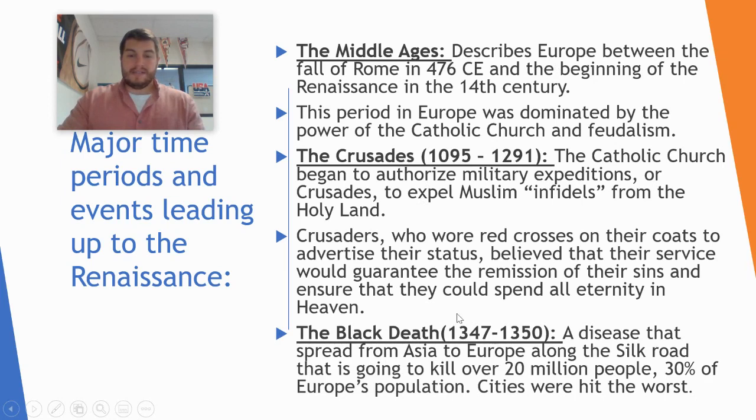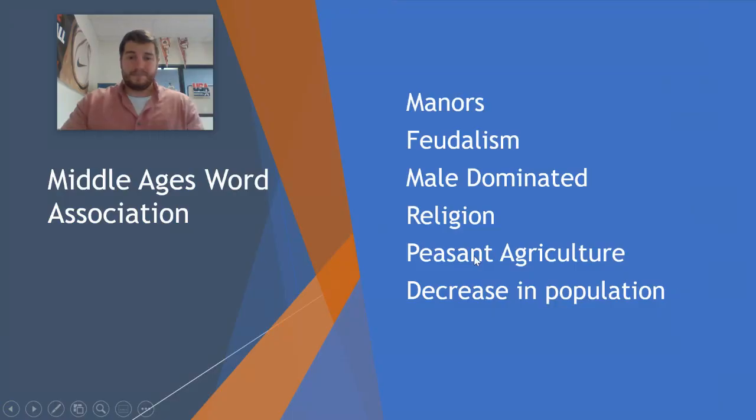And last but not least is the Black Death, the bubonic plague, which I'm sure you all have heard of, a disease that spread from Asia along the Silk Road to Europe, killing over 20 million people, 30% of Europe's population. Cities were really the worst hit because you had so many people living together in close quarters. People weren't really bathing or washing their hands. They didn't have a lot of different medicine. So this is going to spread like wildfire and kill a lot of people.